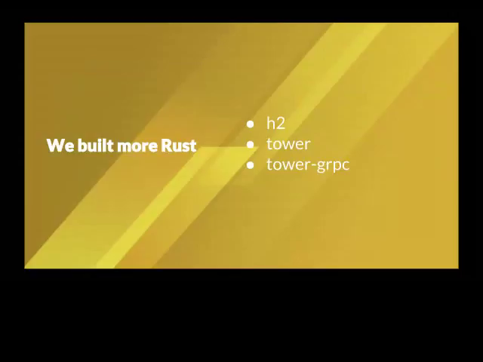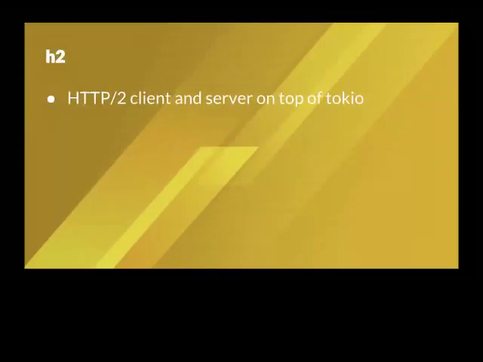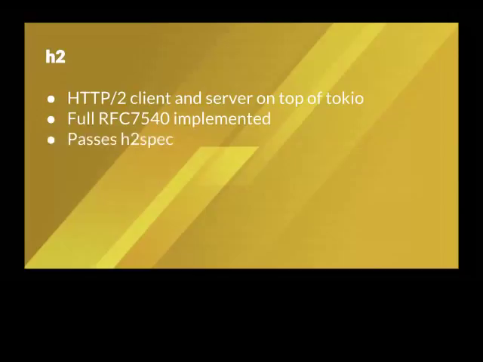So H2, the name of a crate, we just released a version of it last week. It's a client and server that speaks HTTP2. It's built on top of Tokio. It completely implements the 7540 spec. So we have all of HTTP2 working. We pass h2spec, which is a tool that you can set up to test your client or server, to make sure that HTTP2 is working as the spec defines with shoulds and musts and so forth. And again, it's built in Rust, so it's fast, it's safe, and it's built on top of Tokio with futures, and it lets us build a fast HTTP2 proxy, which Conduit needed.